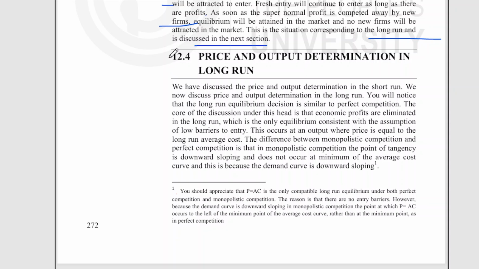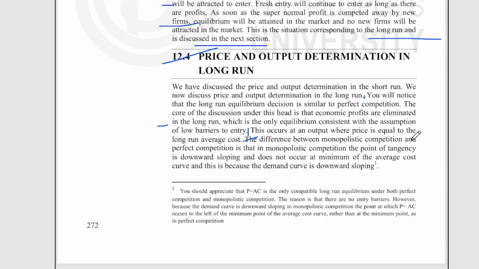Next is 12.4, price and output determination in the long run. We have discussed the price and output determination in the short run. We now discuss price and output determination in the long run. So you will notice that the long run equilibrium decision is similar to perfect competition. The core of the discussion under this head is that economic profits are eliminated in the long run, which is the only equilibrium consistent with the assumption of low barriers to entry. So this occurs at an output where price is equal to the long run average cost.